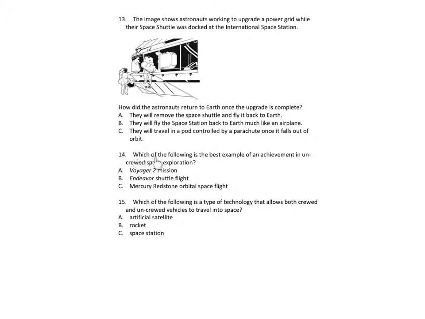Number 14. Which of the following is the best example of an achievement in uncrewed space exploration? A. The Voyager 2 mission. B. Endeavour shuttle flight. C. Mercury Redstone orbital spaceflight. Number 15. Which of the following is a type of technology that allows both crewed and uncrewed vehicles to travel into space? A. Artificial satellite. B. Rockets. C. Space station.